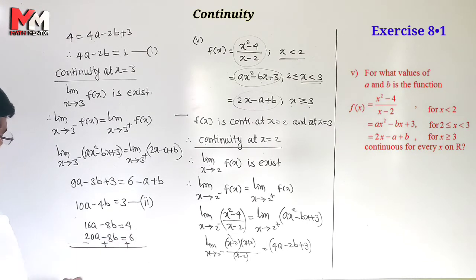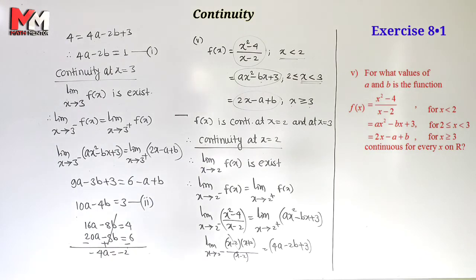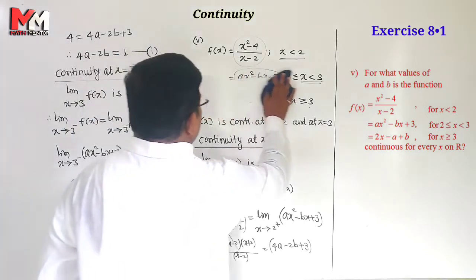So we are very much familiar with this process of solving the simultaneous equations. ये कैंसल. Minus 4a is equal to minus 2. Minus 4a is equal to minus 2. So what is the value of a? a is equal to 2.